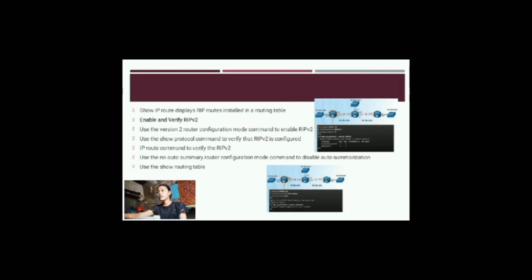Next, enable and verify RIPv2. First, use the version 2 router configuration mode command to enable RIPv2. Next, use the show ip protocols command to verify that RIPv2 is configured. Third, use the show ip route command to verify RIPv2.